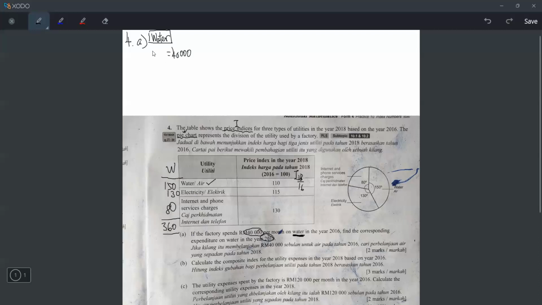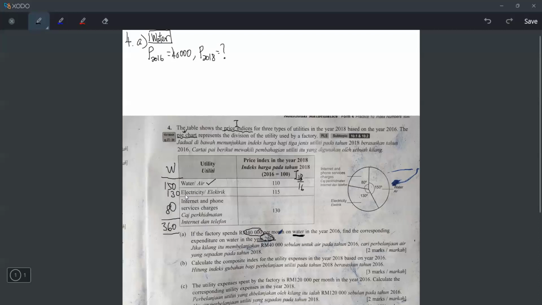The price in 2016. So I will use P to write it. Write the symbol and write the year correctly also. Find the corresponding expenditure in year 2018. Expenditure means expenses, means you are finding the price also, but in 2018. So I will put a question mark here, which means I want to find it.